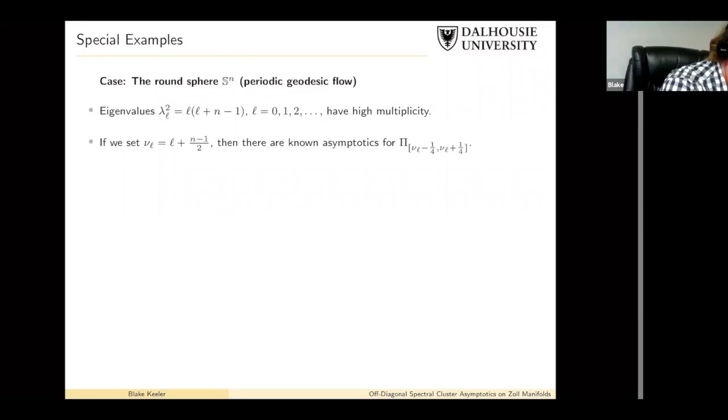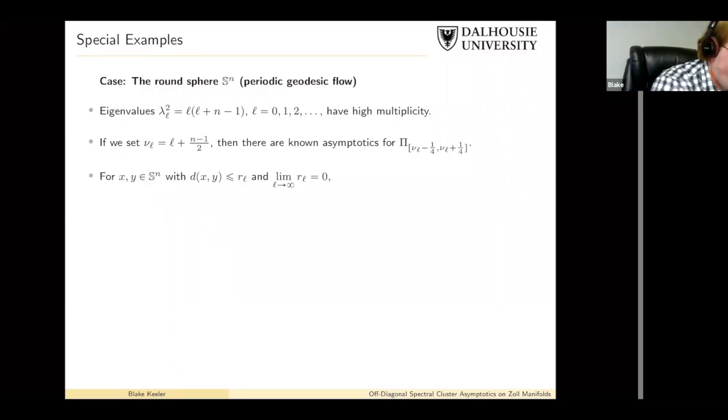And one way that we can do that, certainly not the only way, is to set this quantity nu_l to be l plus (n minus 1) over 2, and project onto the interval nu_l minus a quarter to nu_l plus a quarter. And there's nothing very special about a quarter. It just turns out that that is good enough to make sure that we hit exactly these eigenvalues.